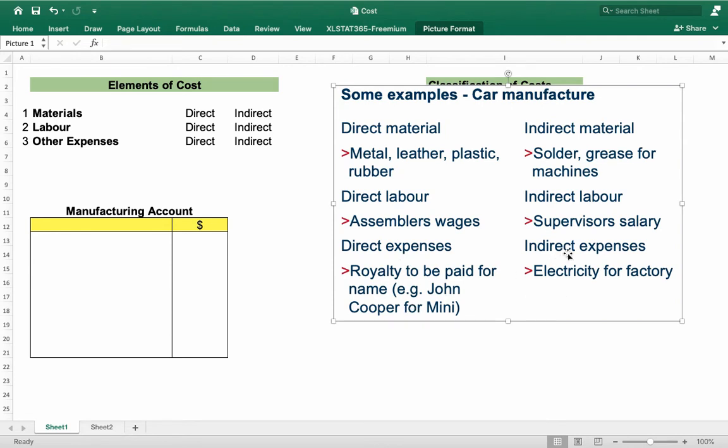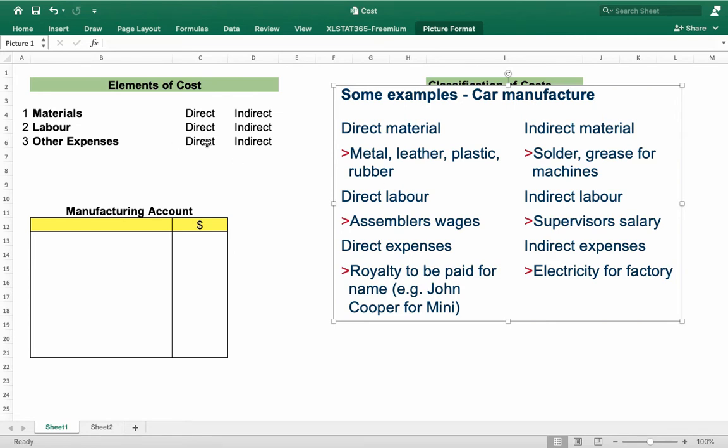And indirect expense means like electricity in the factory and office related expenses. It's not directly linked to the production. It is nothing to do with the production activity basically. So apart from it has to do with production but not directly. Yeah, indirectly. That's all.